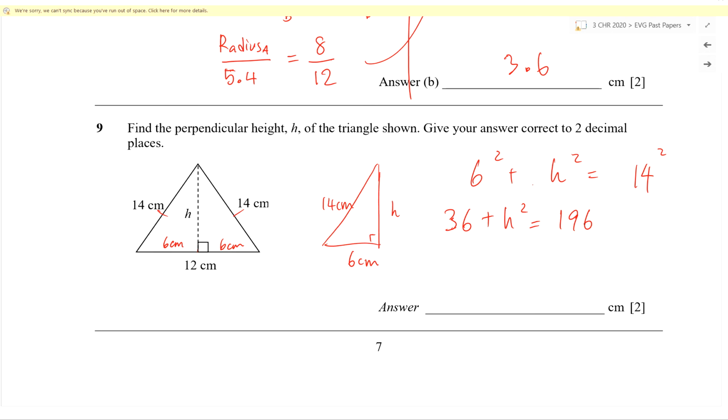H squared itself must be, we take away 36 on both sides. Minus 36, minus 36. 196 minus 36, 160. So h squared is 160. H is going to be square root 160.